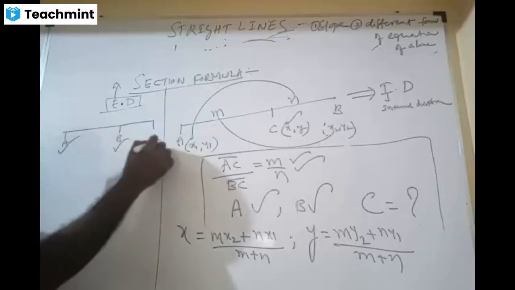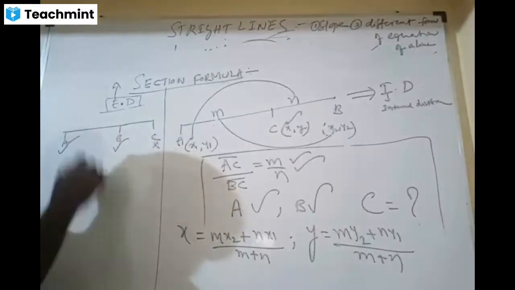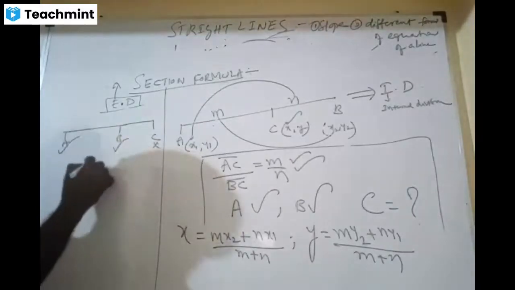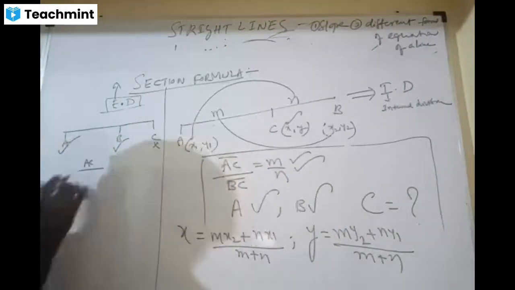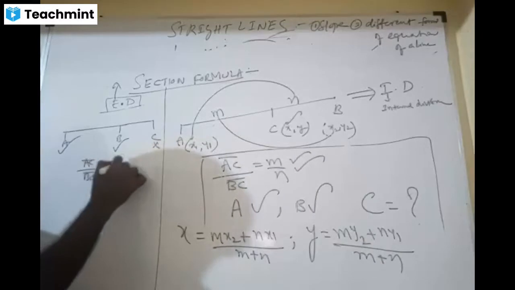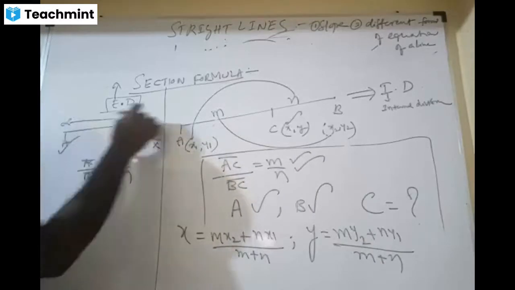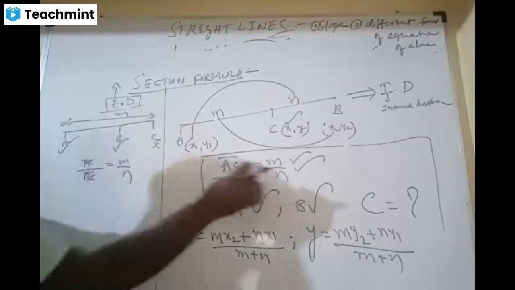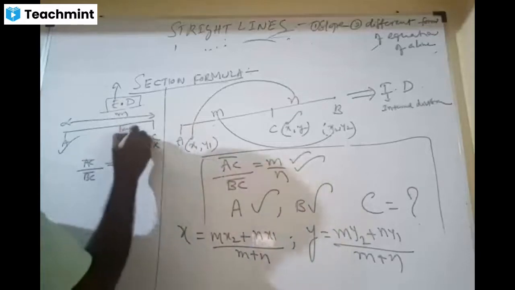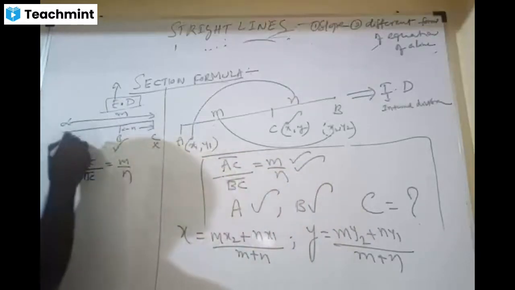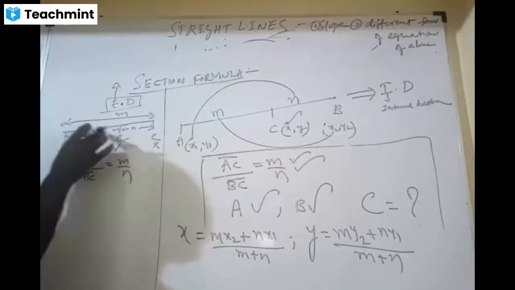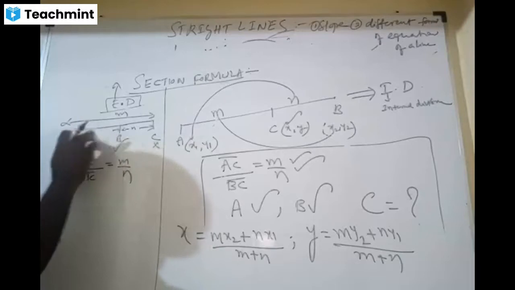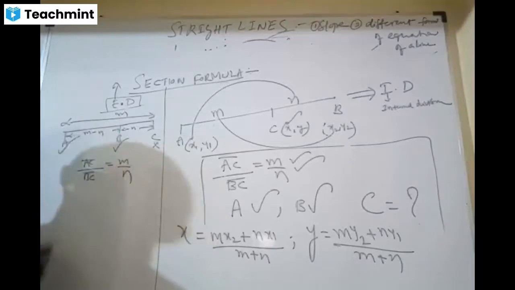C is the unknown point. The ratio AC by BC is given as m by n. This is m, and BC is n. Then what about this part? m minus n, sir. Brilliant, m minus n.